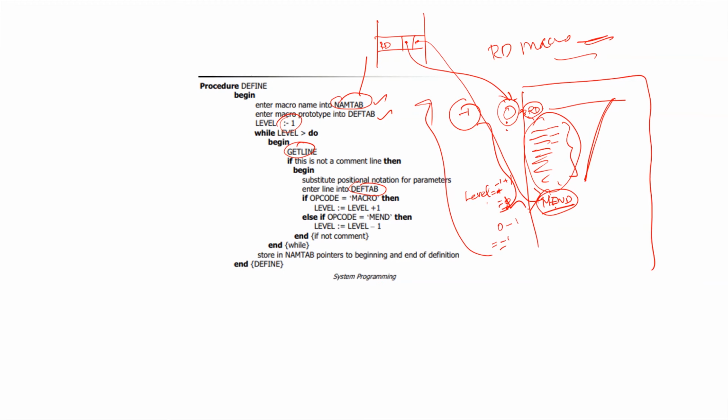So can you understand here? What we are doing is, when you are expanding, first we have to find if there is a macro definition. If the opcode is equal to macro, the level value is level equal to level plus 1. Initially it was -1, -1 plus 1, it becomes 0. Then when it reaches end, again level is equal to level -1. Level is 0 minus 1, it becomes -1.